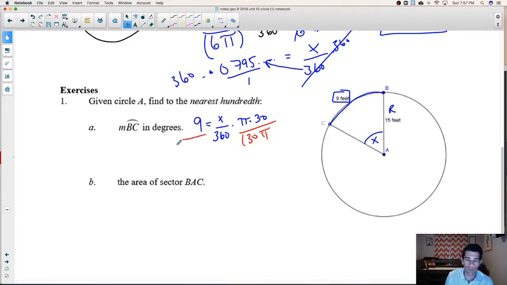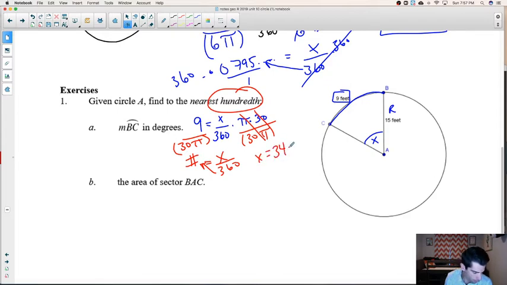So the first thing we're going to do is get rid of that 30 pi. If you don't have that in parentheses in your calculator, it's going to give you a different answer. So you're going to do 9 divided by, in parentheses, 30 pi. Then you're going to get a big old ugly decimal number that you're going to leave alone. Then you multiply that number times 360. To the nearest hundredth, you're going to get 34.38. And that is the measure of the central angle, which means that is the measure of the arc in degrees.